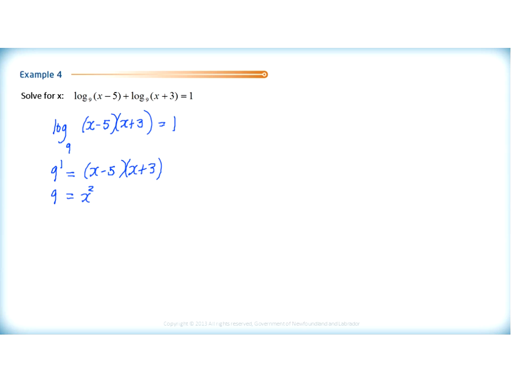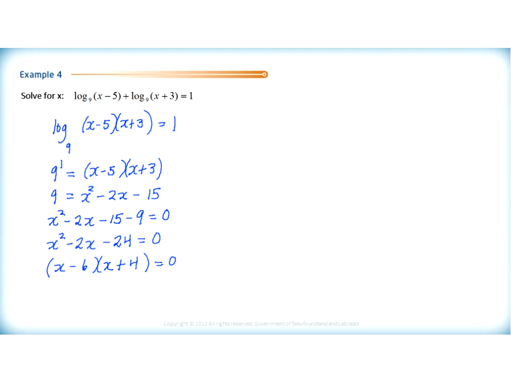So 9 is equal to x squared minus 2x minus 15. So we have x squared minus 2x minus 15 minus 9 is equal to 0. x squared minus 2x minus 24 equals 0, and that can be factored as x minus 6 times x plus 4 is equal to 0. Then we know that x minus 6 is equal to 0 when x is equal to 6, and x plus 4 equals 0 when x is equal to a negative 4.